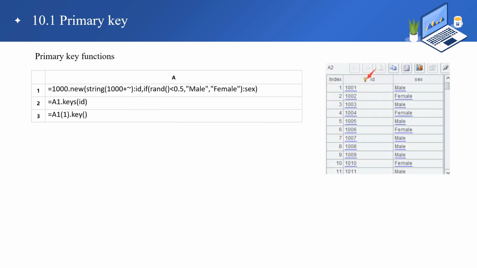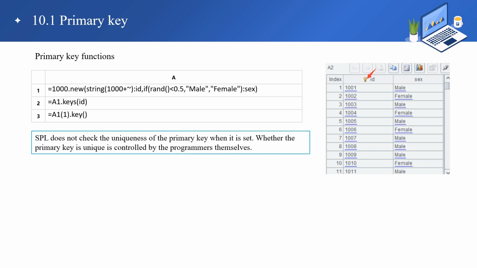SPL provides some functions for primary key. A2 uses the keys function to set the primary key of the table sequence as the ID field, and A3 uses key to calculate the primary key of a record. For the table sequence with primary key set, a key icon will be drawn on the primary key field when the values are displayed. However, SPL does not check the uniqueness of the primary key when it is set. Whether the primary key is unique is controlled by the programmers themselves.